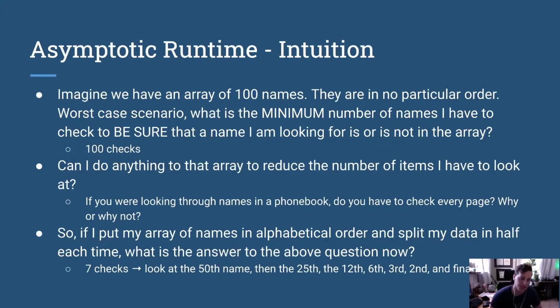So you would look at the 50th name, and then the 25th, and then the 12th, and then the 6th, and then the 3rd, and the 2nd, and finally the 1st. And if that very last name is not the name you're looking for, you know for a fact that that person is not in the array.